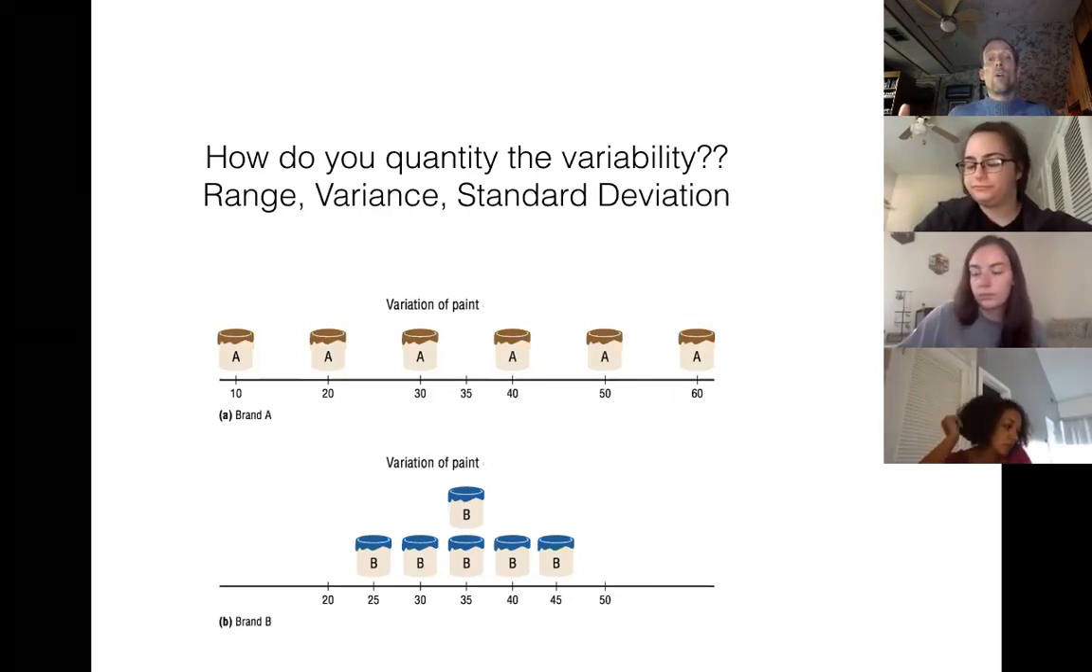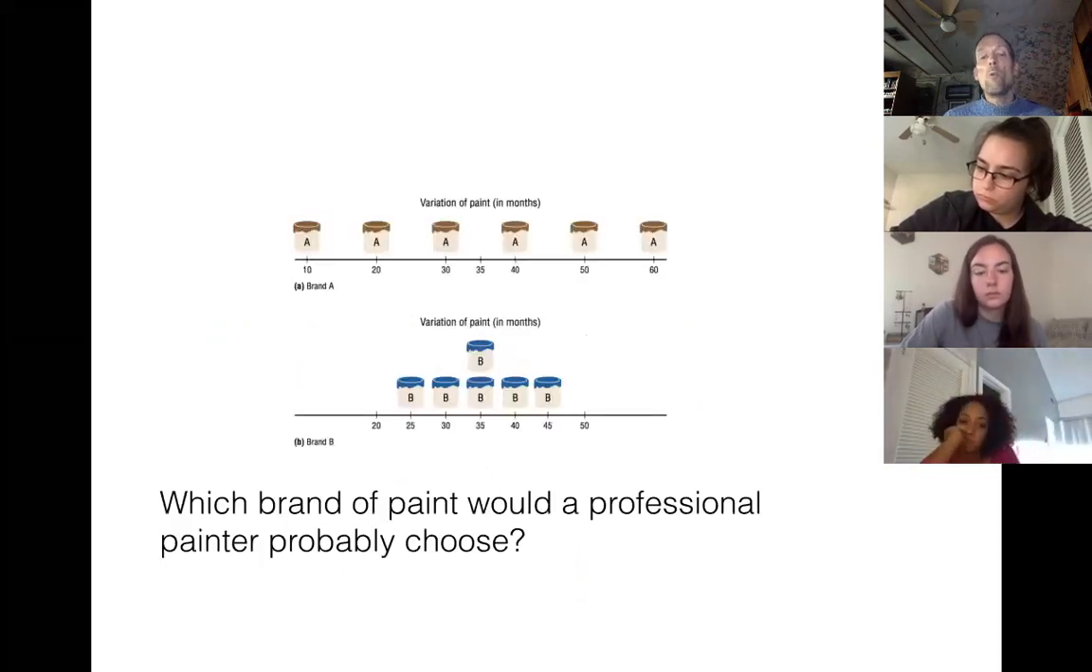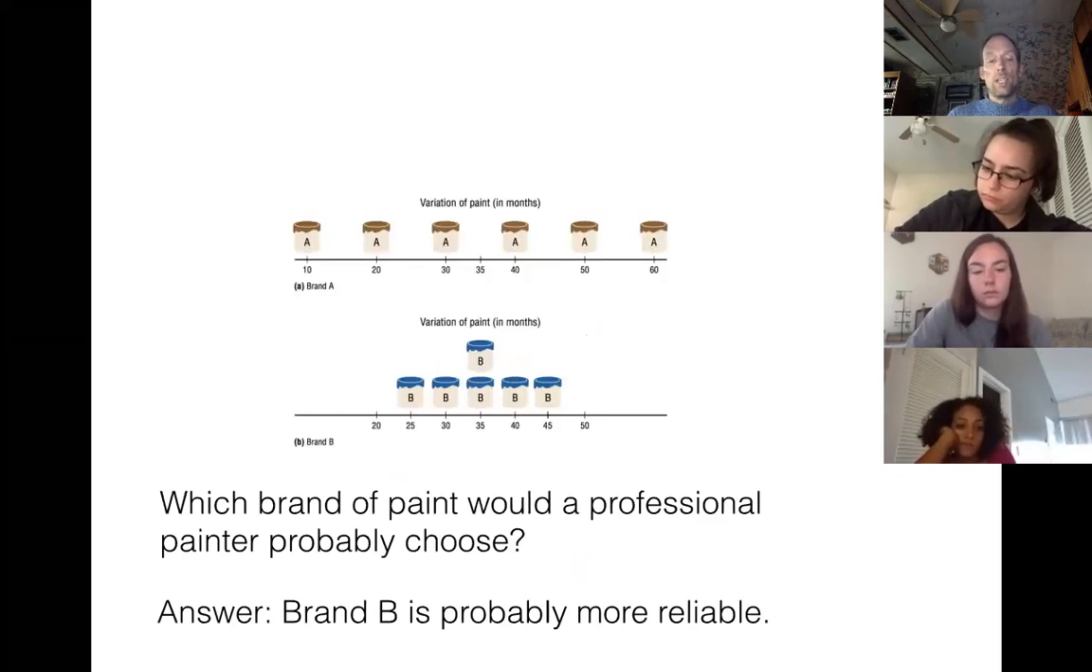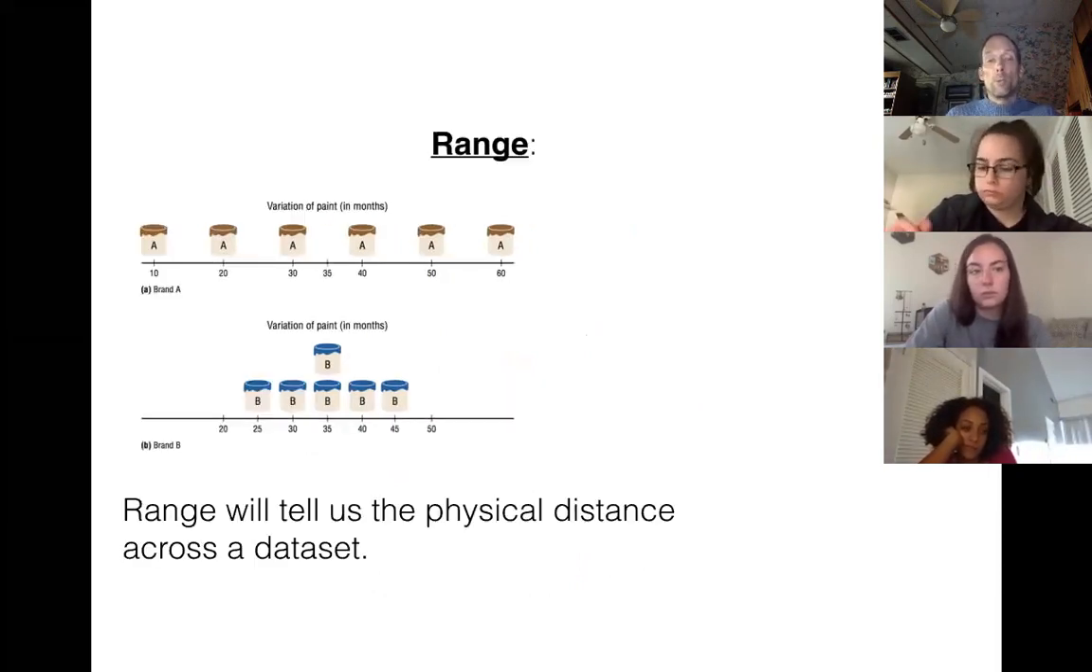And we're noticing the numbers are spread out so far along the data set, they're very widely dispersed. Brand B, the values are more closely situated around the mean of the data set, aren't they? So let's talk about how we could quantify what we're seeing. Well, we've noticed a couple characteristics. We like B, it's more reliable. And we can quantify what we're noticing with the range.